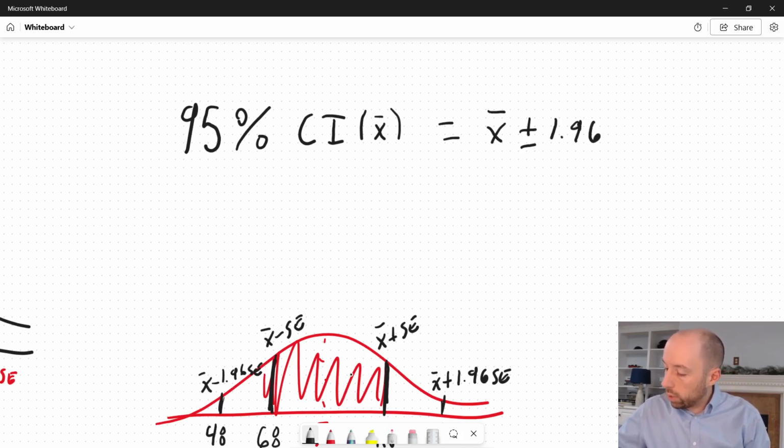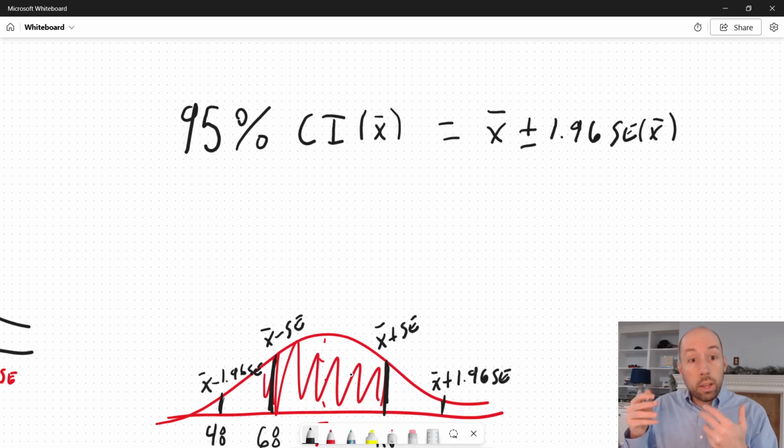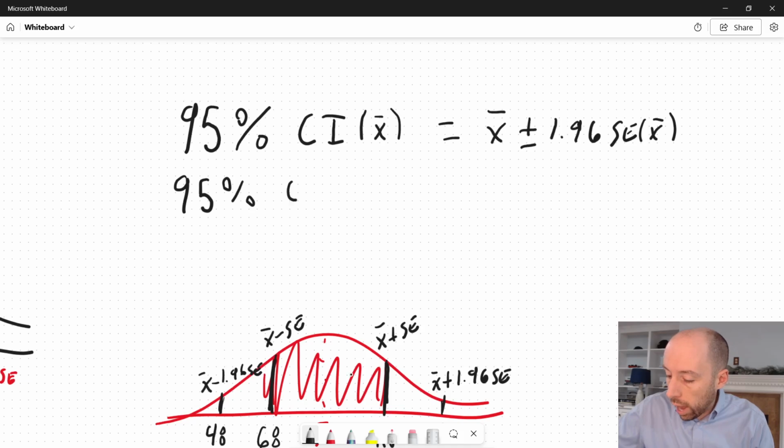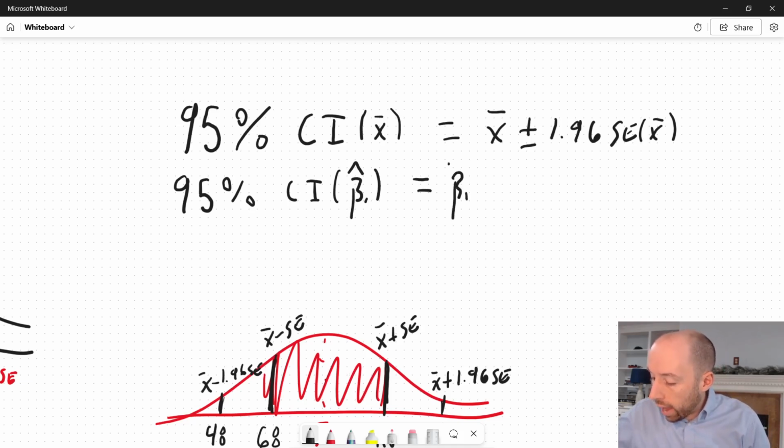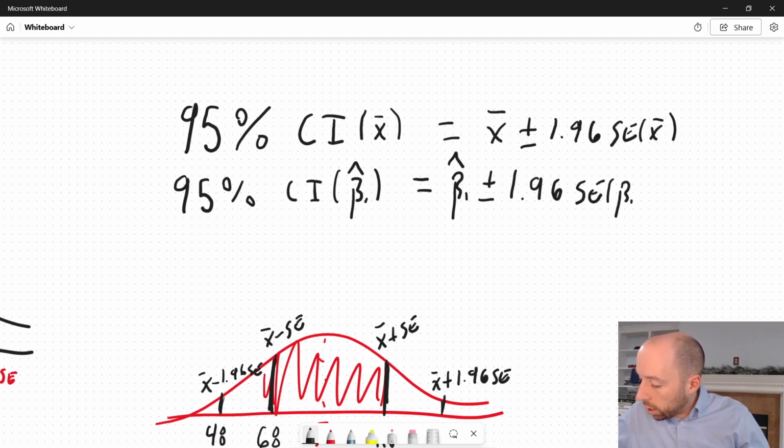1.96 SE of x bar. You'll notice that I made this confidence interval as a function of the estimator that you plug into it. So I could just as easily write 95% CI for something like beta 1 hat, the OLS regression slope. It should be beta 1 hat plus or minus 1.96, the standard error of beta 1 hat.